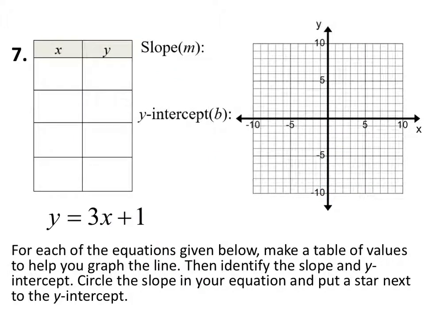Alright, number 7, same idea: fill in the table and the graph, and then circle the slope in the equation and put a star next to the y-intercept after you've identified them. Take 1 minute to do this one with your neighbor. Alright, hopefully that's enough time. If not, just keep working, finish, and then follow along with what we have here on the board, alright?